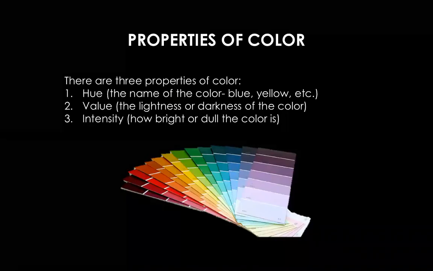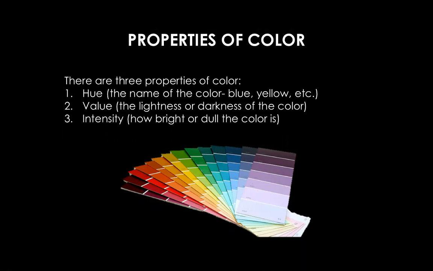So there are different properties of color. There are different names and vocab words that we discuss. The first one is hue. Hue is what we call just the basic name of a color. So blue, yellow, red, that's called a hue. Value is the lightness or darkness of a color, and we just finished our value unit. And intensity is how bright or dull a color is.